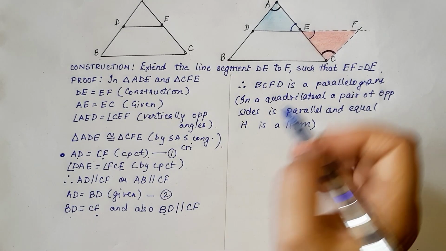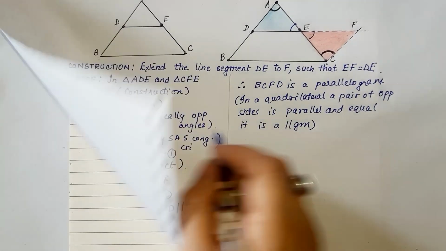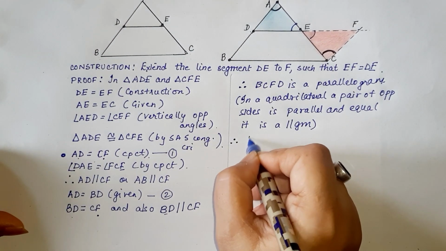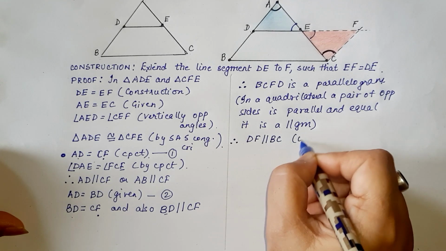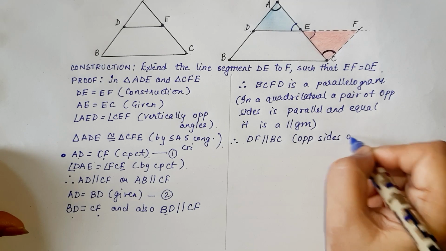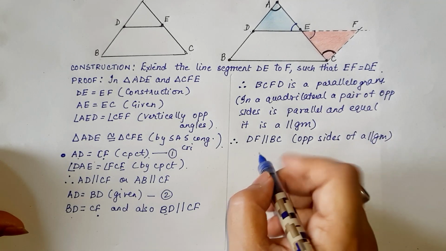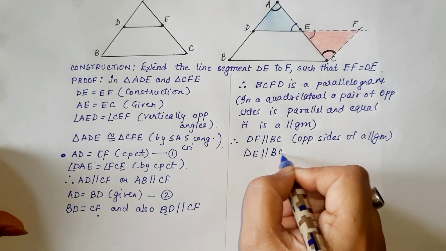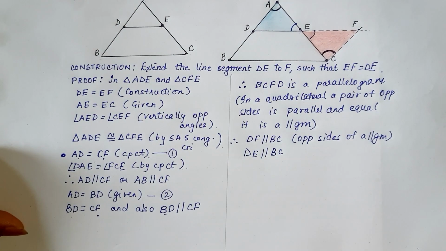So by this result, what we can say? Therefore DF is parallel to BC. Opposite sides of a parallelogram are parallel. DF is parallel to BC clearly says that DE is parallel to BC. That is our first result which we wanted to prove, this one.